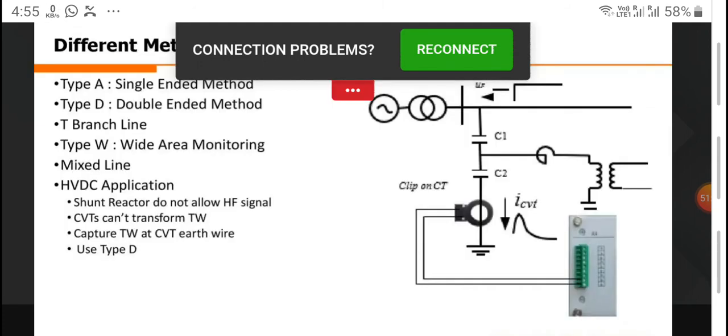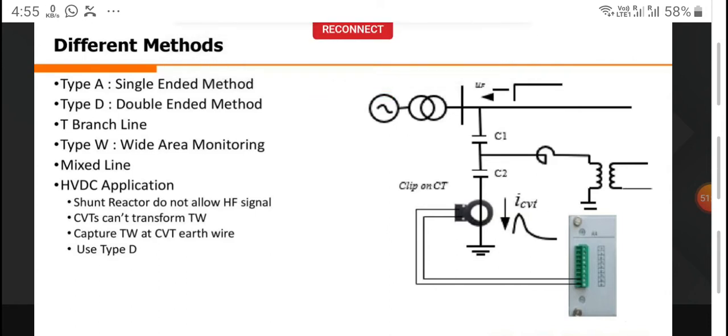Seems Jayant somehow got disconnected, and we are trying to bring him back online. Jayant, are you back?